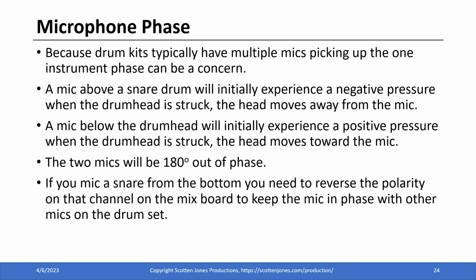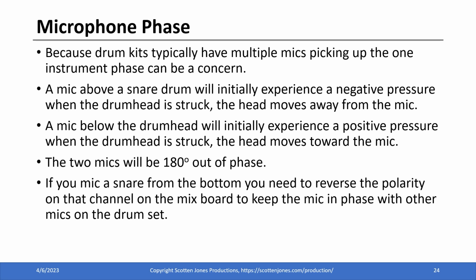And what happens is when you hit the snare drum head with the drumstick, it causes the head to move down. If the mic is above the drum head, it's moving away from the mic. If you have another mic underneath the drum, it's moving towards that mic. So the mic on the bottom and the mic on the top are 180 degrees out of phase with each other. And if you sum them together in the mix, they can actually cancel each other out, completely or partially, and they can do all kinds of strange things.